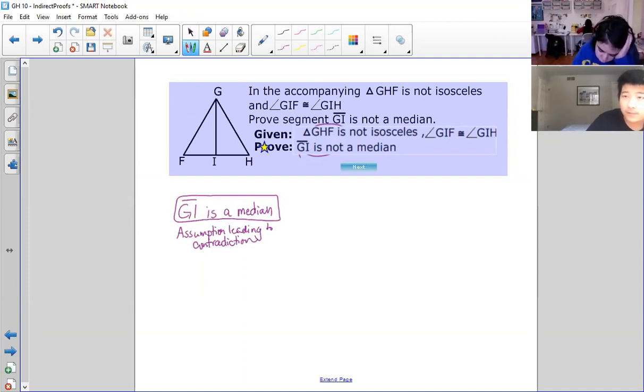So what do I want to do from there? Anything? Does anyone have ideas? Do I want to take a given? Do I want to conclude something from median? If I could show that I is not the midpoint, that would help. Let's say GI is a median, then what do I know? I is the midpoint, right? That's really the only thing I can conclude for median.